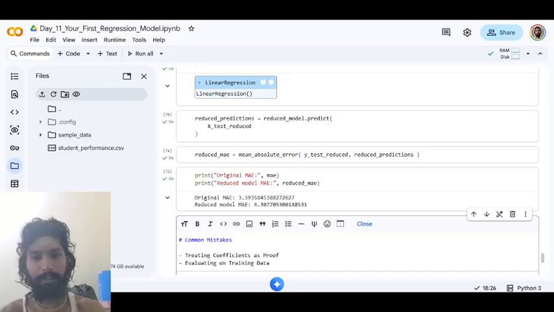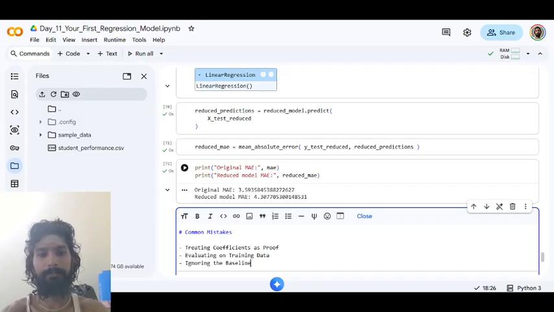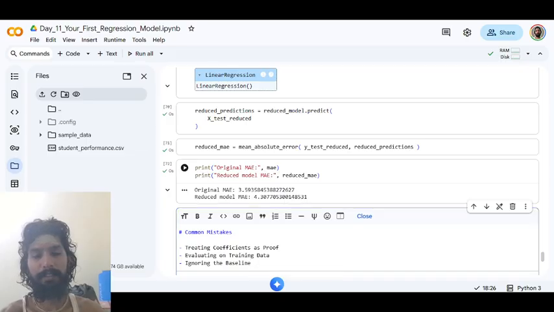Third mistake is ignoring the baseline. A model may produce an MAE that appears reasonable, but without a baseline, we do not know whether it is actually useful. If simply predicting the average score produces almost the same error, the machine learning model may not be adding much value.